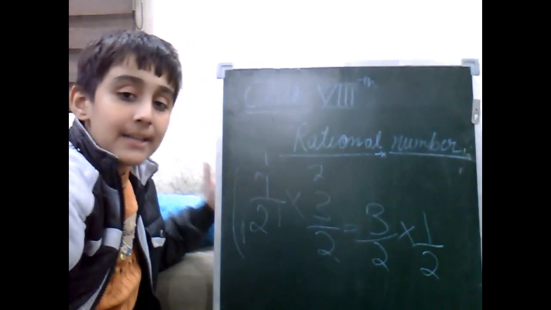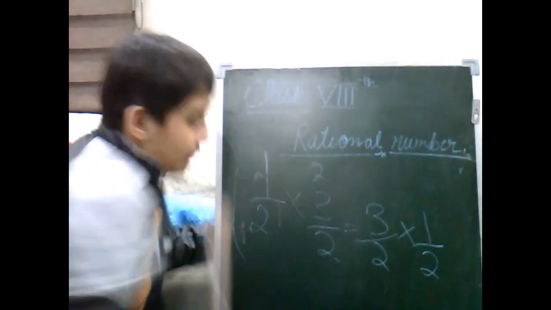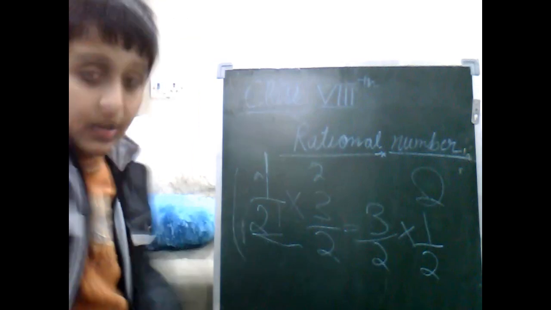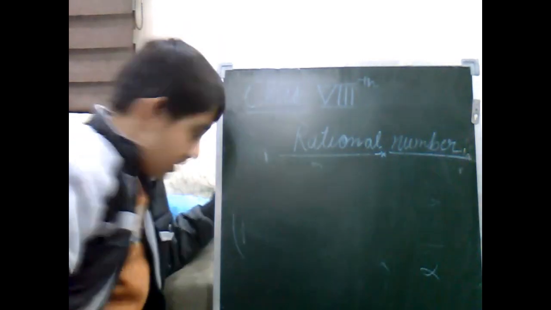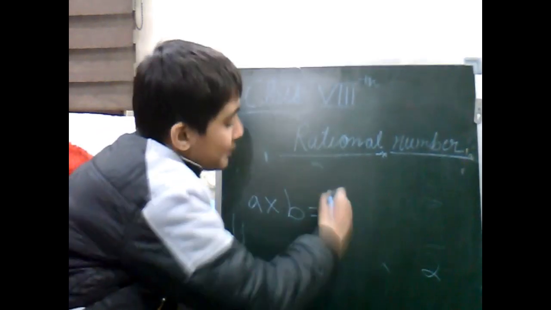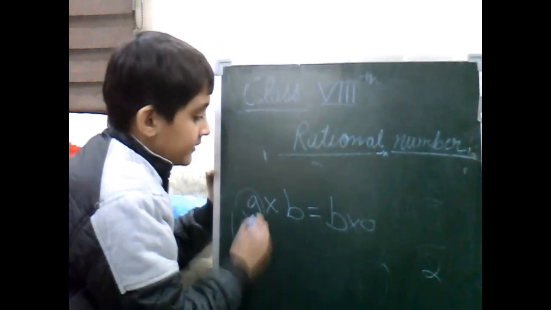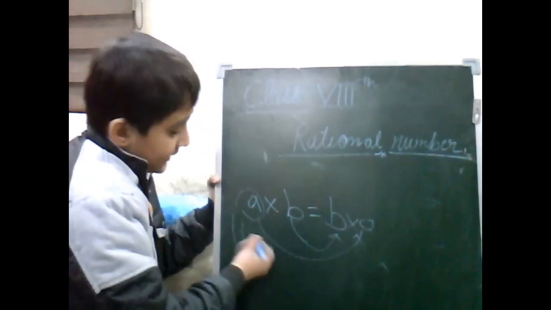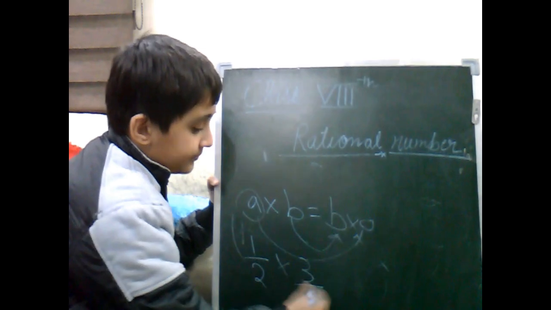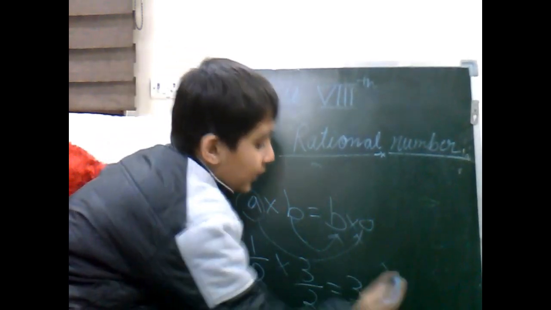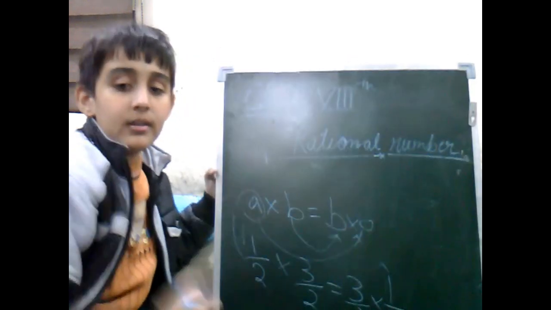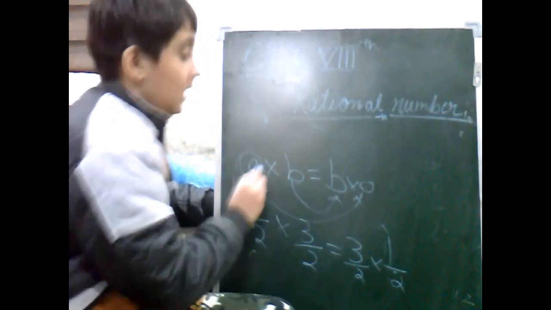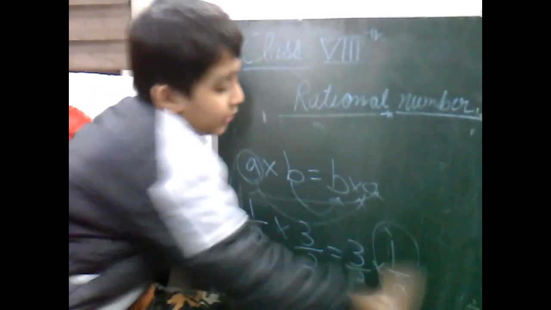In commutative property it means the reverse. 1 upon 2 is first in this question, so we can write it last, in the second position also. Let me tell you in variable form: A into B is equal to B into A. A was first, it came last. B was last, then it came first. Just the reverse. Let me give you one example: 1 upon 2 into 3 upon 2 will be equal to 3 upon 2 into 1 upon 2. 1 upon 2 is A, so A will come last, so 1 upon 2 is on last.